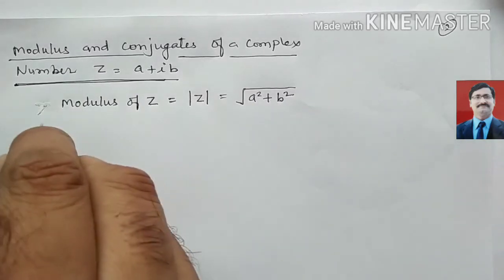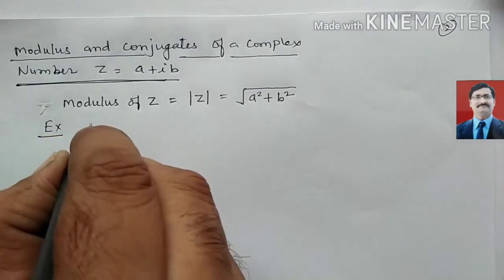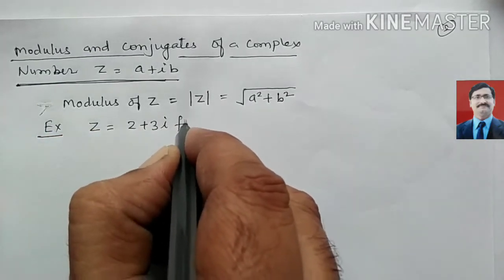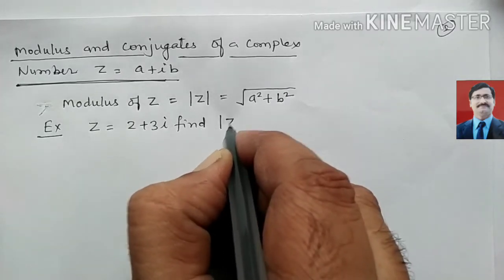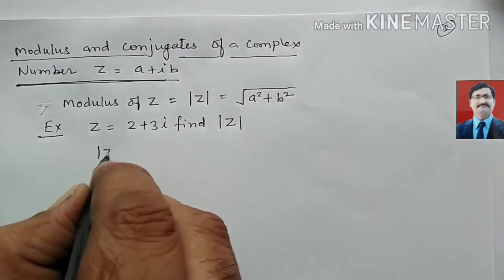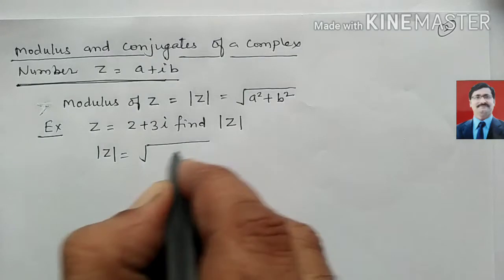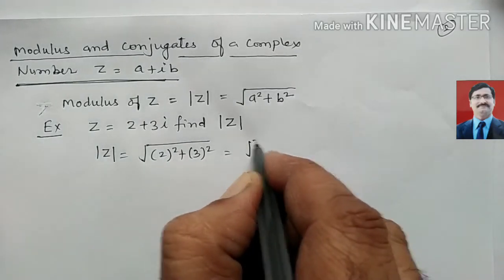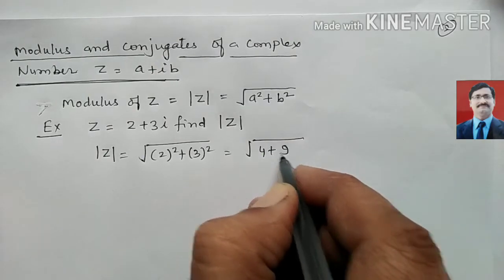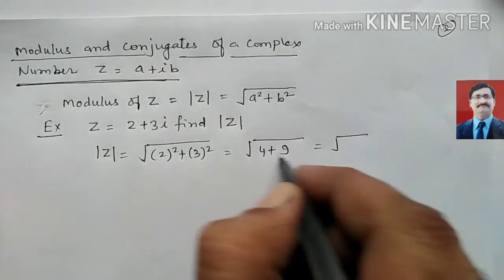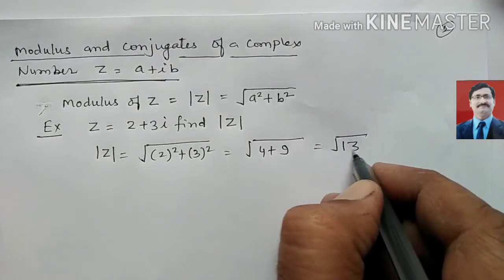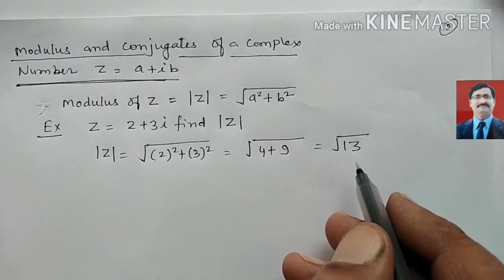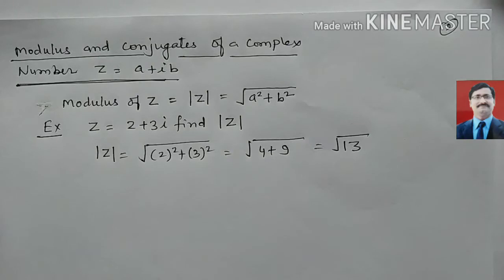Okay, look here, example: if z equals 2 plus 3 iota is given to you, find modulus z. Then what you write here: modulus z will be equal to root of 2 square plus 3 square. 2 square is 4 and 3 square is 9. So we get 13, root 13. So the modulus we get here is root 13. Does everyone understand this? This is very simple.